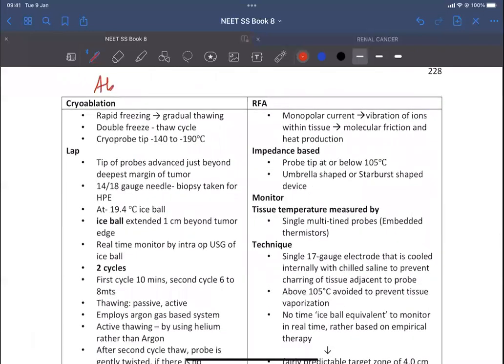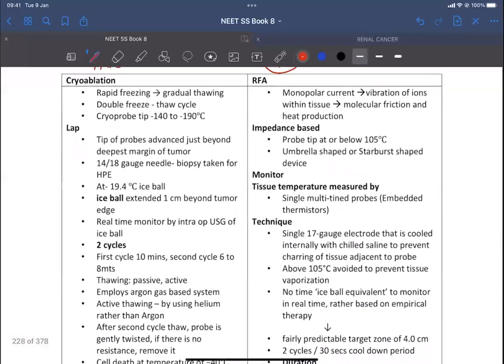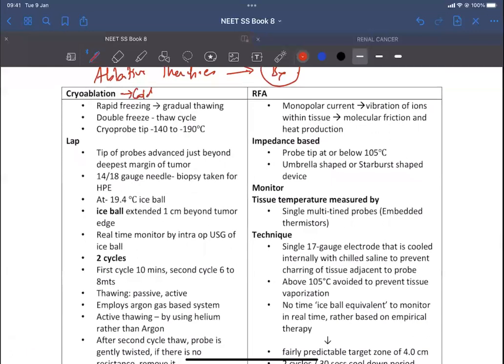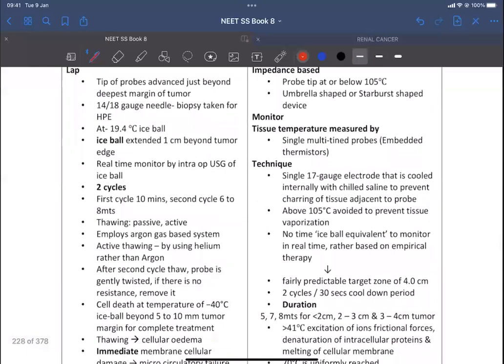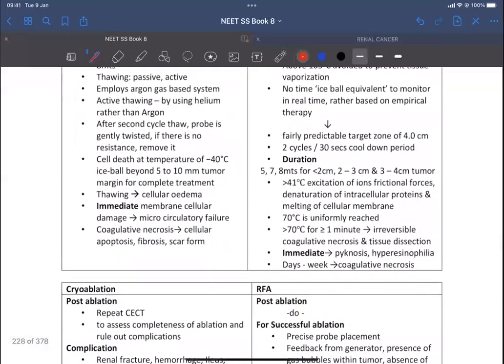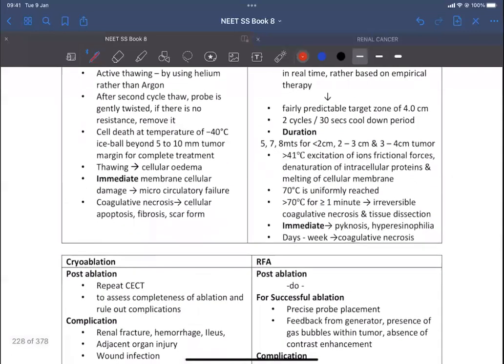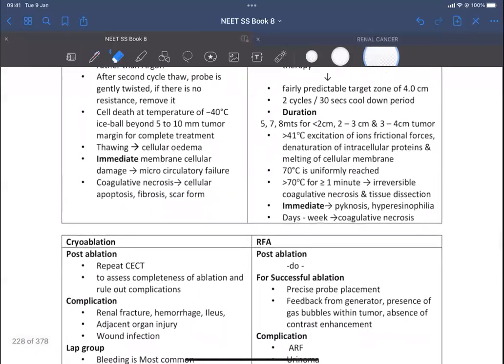Yes, now coming to ablative therapies. So what we have seen is if someone is going for ablative therapy, it's preferable to do a biopsy before, because if they do get metastatic disease later, it's difficult to plan management. So there are two different types: cryoablation, which is based on cold, RFA, which is based on heat. You can go through the entire technique. It basically causes necrosis of the cells, and over some period of days to weeks, they die out.